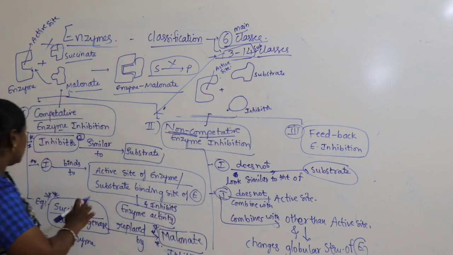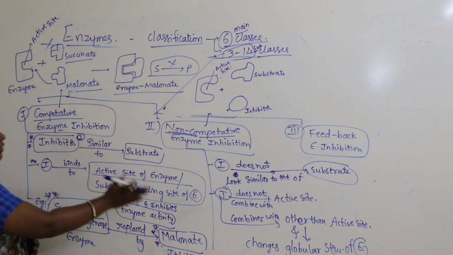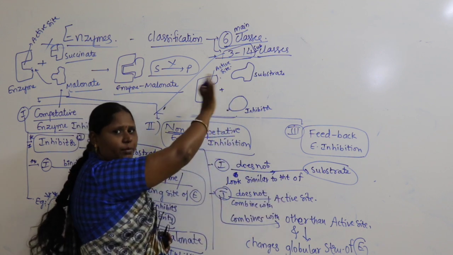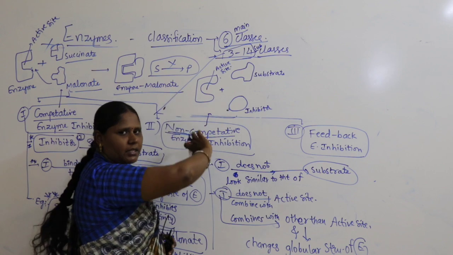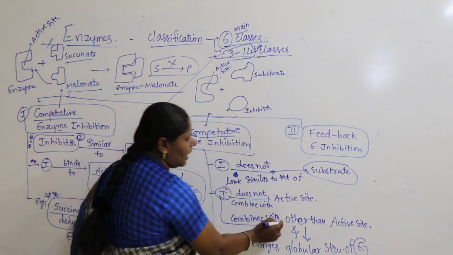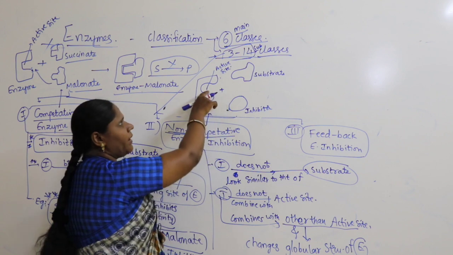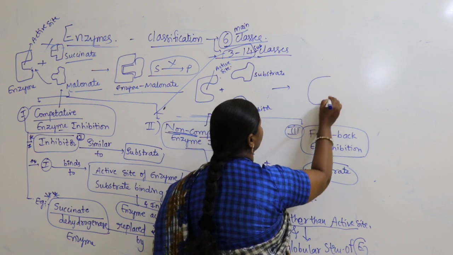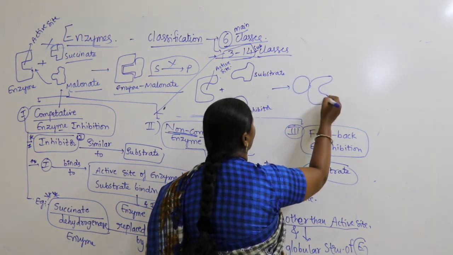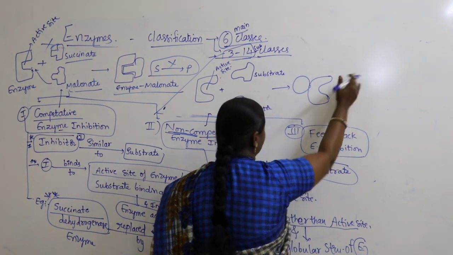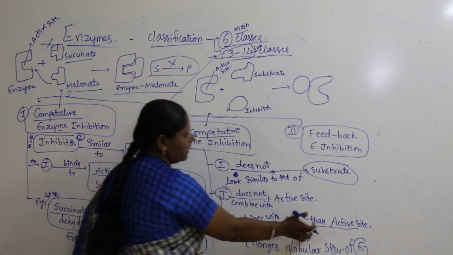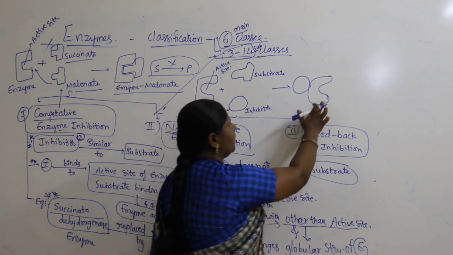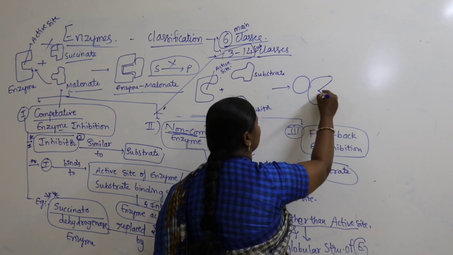In the first case, inhibitor binds to the active site. What have we written now? Inhibitor does not combine with the active site. Definitely the inhibitor will bind, but not with the active site. Then where? It combines with other than the active site. That means it combines somewhere here. Now here the substrate is ready. But what happens when it is combined other than the active site? It changes the globular structure of the enzyme. That means instead of this, the enzyme structure changes like this.